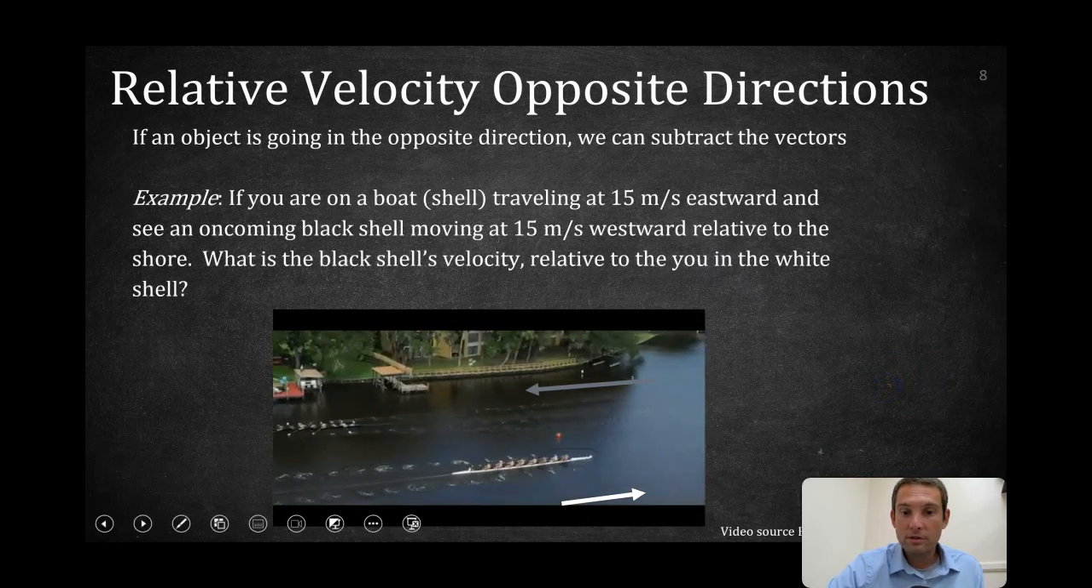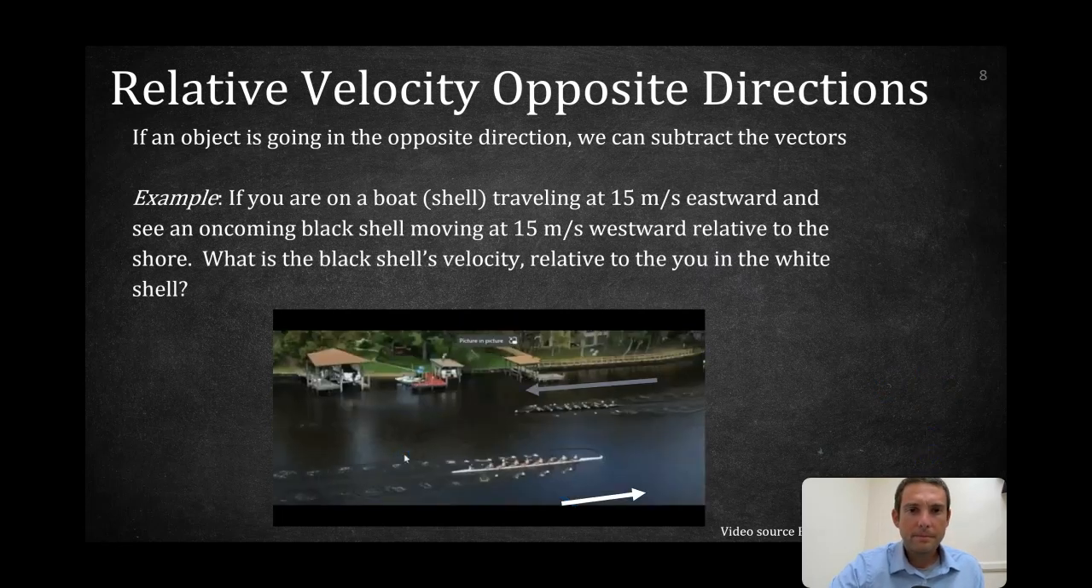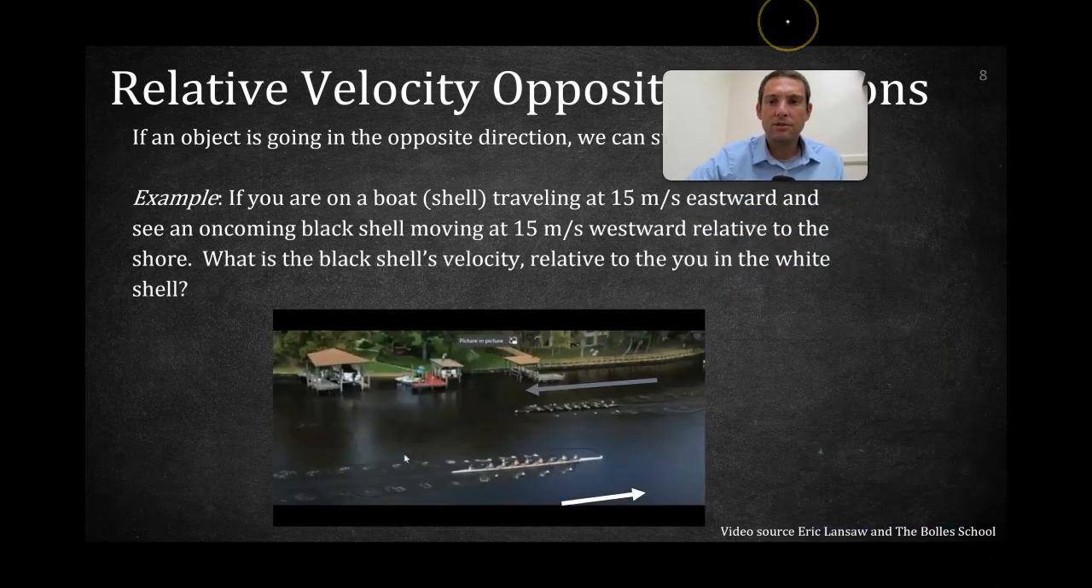Example: if you're on a boat, or a shell, as it's known, traveling at 15 meters per second eastward and see an oncoming black shell moving at 15 meters per second westward relative to the shore, what is the black shell's velocity relative to you in the white shell?